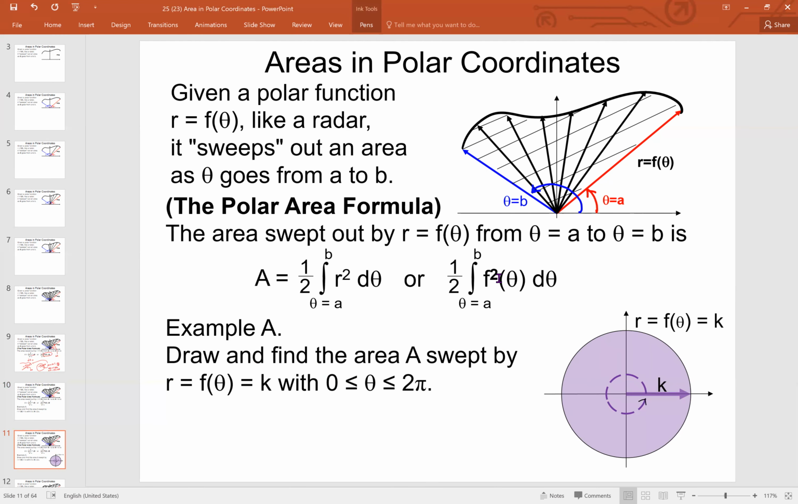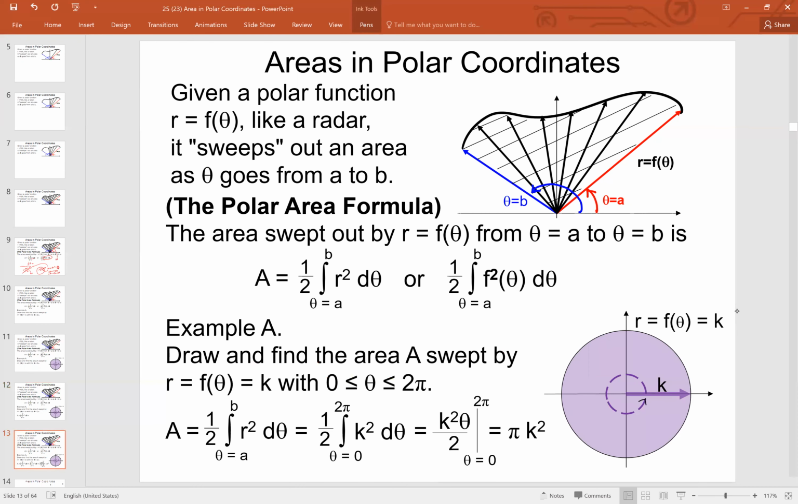Applying these formulas to the circle of radius k centered at 0, with the equation r equals k, you plug into the formula, integrate k squared, and you wind up with pi k squared.